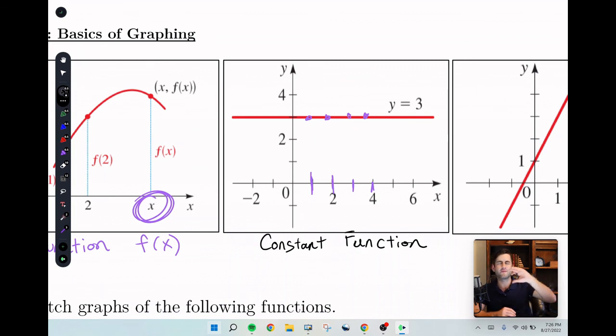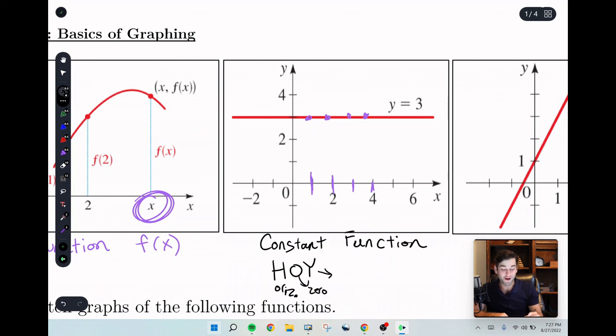A lot of times people will write H-O-Y. Hoy. And it kind of stands for horizontal, 0, which we'll talk about later when we get to slope. 0 stands for 0, and y, because that line hits the y-axis, so it's going to have the form of y equals some number. In this case, it's 3, but it could be y equals some random number. And that's the constant function.